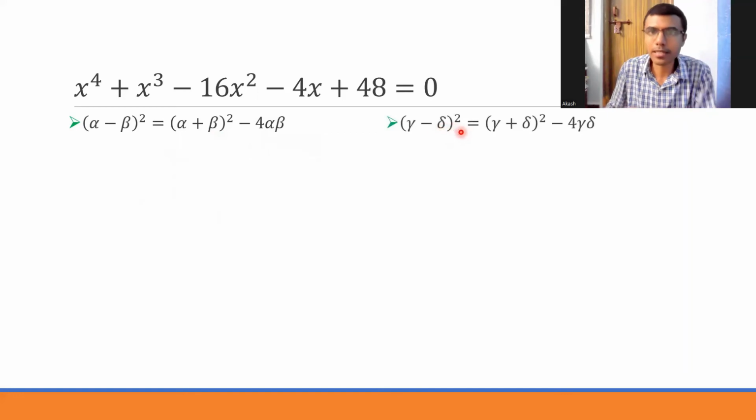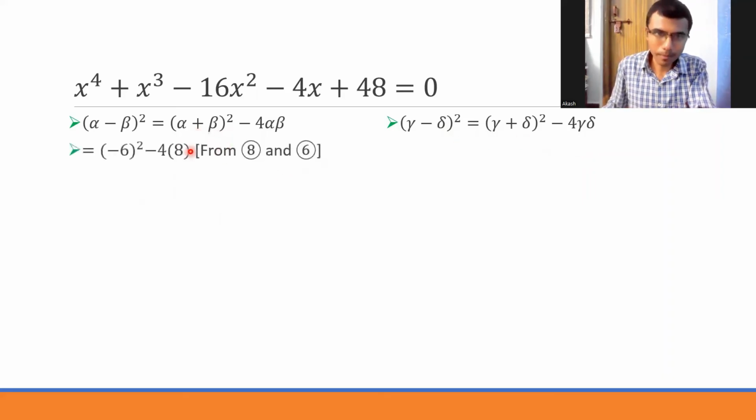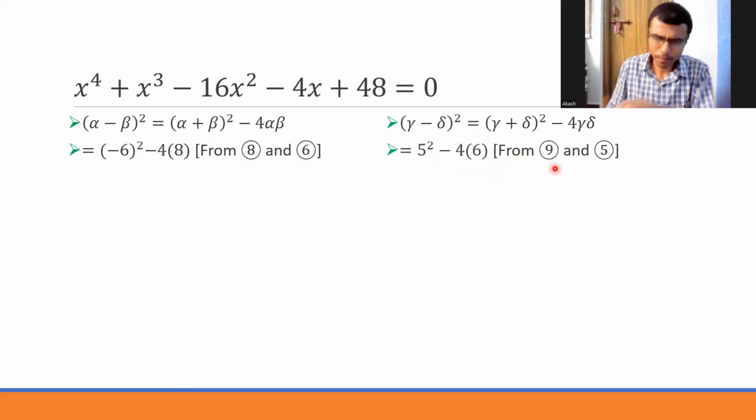Likewise, gamma minus delta whole square is nothing but gamma plus delta whole square minus 4 gamma delta. Okay, now next, what was alpha plus beta? It was -6, and alpha beta it was 8. Again, don't forget to mention the reason, like how could you get this as this. Again, their values are this from 9 and 5. You can just refer to it in the previous, you would get it if you will make a systematic notes. If not, you can go a bit back in the video.